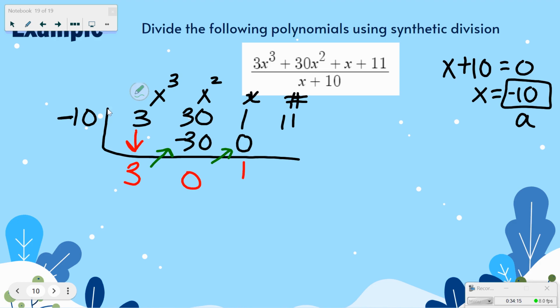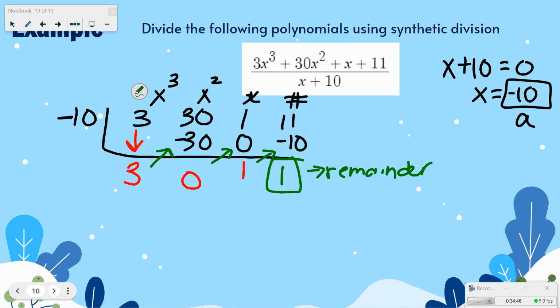Now, once again, let's get back up here. We're doing that by multiplying by -10. So I know -10 times 1 is -10. Adding them together, we'll end up with what at the end? 1. And this value you get all the way at the end is going to be our remainder. So this value all the way at the end is your remainder.